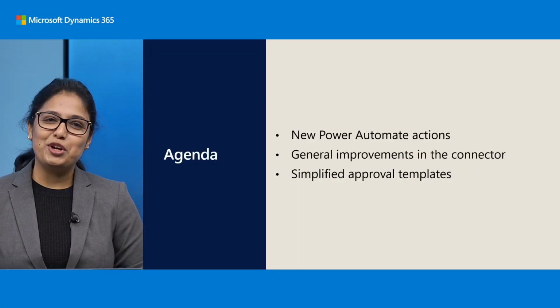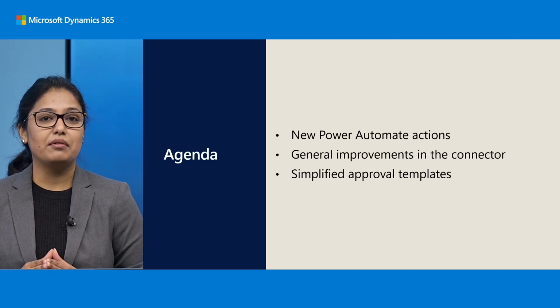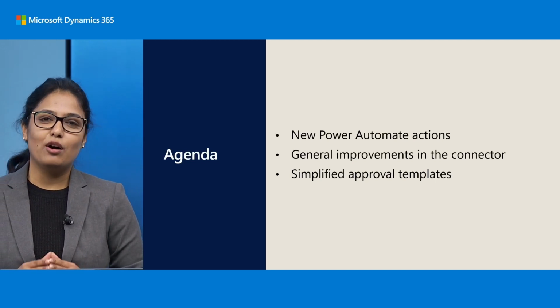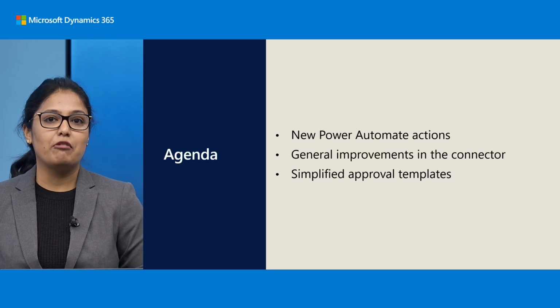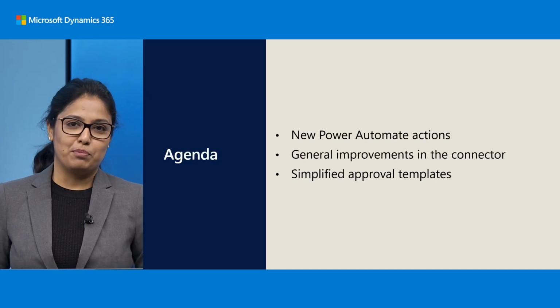My name is Monica Ahuja and I'm here with Ayrton and Enrico, and we all work in the Business Central engineering team. Together between the three of us, we are going to talk about the new Power Automate actions that we have introduced in this wave, and also the general improvements that we have made in the Business Central connector for Power Automate, along with an in-detail session on simplified approval templates.